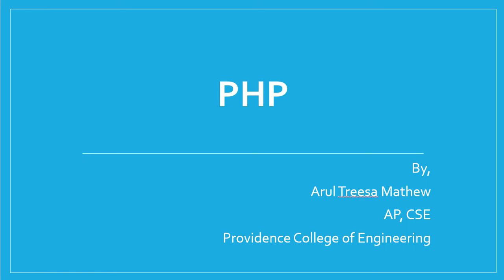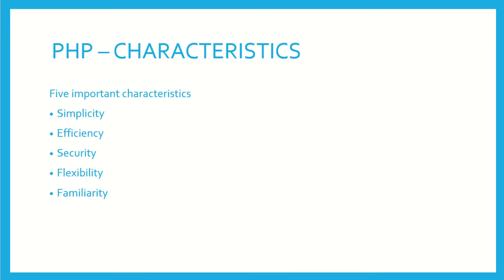Before that, I'll have to discuss some characteristics of PHP that make it so familiar and easy to use. So these are the five important characteristics of PHP. Firstly, it is about its simplicity. Just like I said before, any person who has a good knowledge of the C programming language can easily master PHP, because most of the statements and most of the syntax are exactly similar to what we have in C programming language.